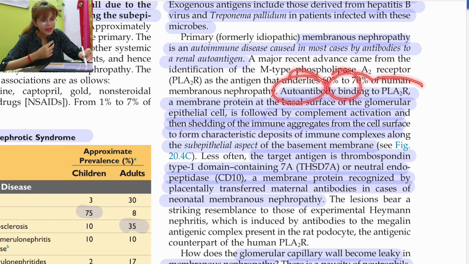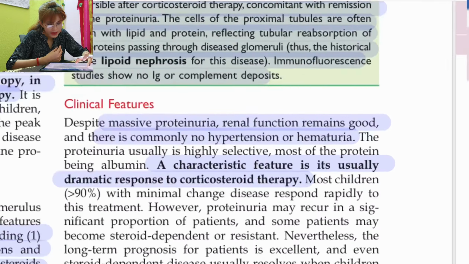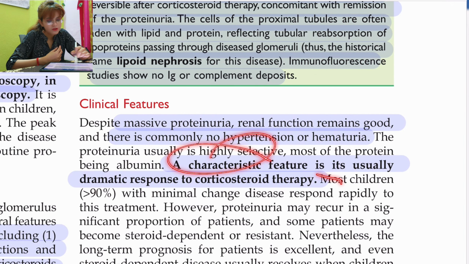Autoantibody binding to PLA2R, a membrane protein that is present at the basal surface of the glomerular epithelial cell. These immunostains also reveal this PLA2R or THSD7A glomerular positivity in the majority of the patients. So please remember these two terms. And a characteristic feature is that they have a dramatic response to corticosteroids.